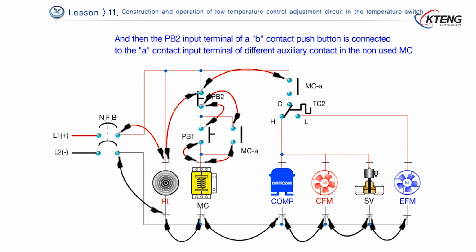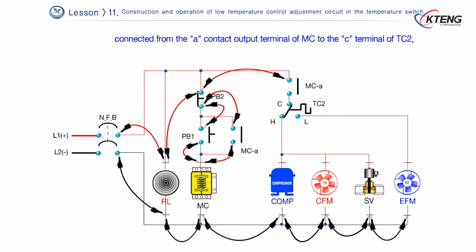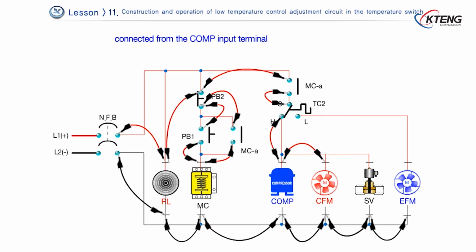connected from the A contact output terminal of MC to the C terminal of TC2, connected from the H terminal of TC2 to the compressor input terminal, connected from the compressor input terminal to the SV input terminal. Lastly, the L terminal of TC2 is connected to the EFM input terminal.